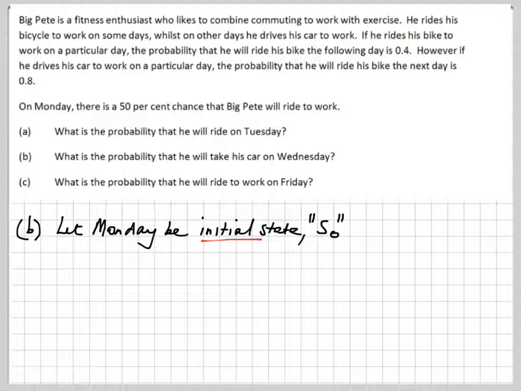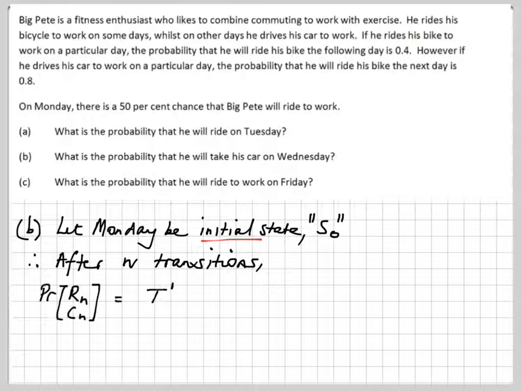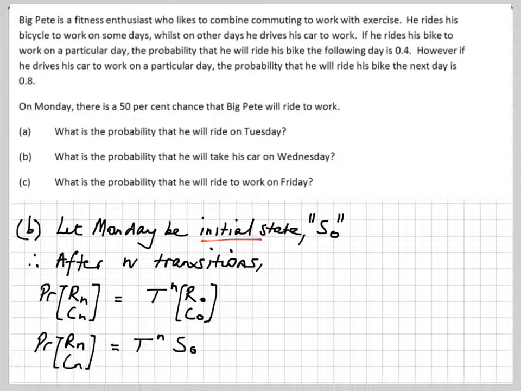I'll show you. If you wanted to go for Wednesday, from Monday, well Monday is like day 0, therefore Wednesday is day 2, and there are 2 transitions. Do you know what I mean? Hopefully. After n transitions, what are we saying? Then the probability of R sub n and C sub n would be T to the n times the initial state matrix, yes? Good.